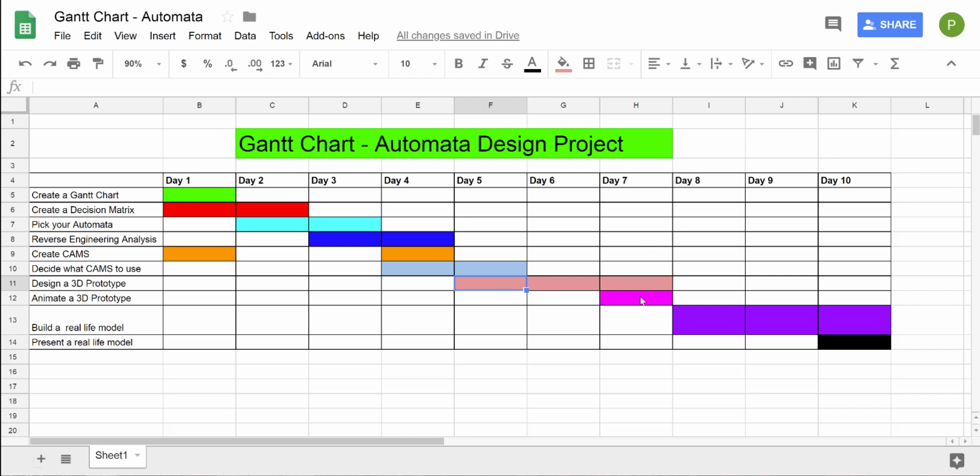After day 7, once that model is made and it's been approved by your teacher, then from days 8 to 10 or 8 to 14, depending on how much time you want to give to your students or how much time they need for this project, they will be designing their real life model, 3D printing their cams or cutting them out of foam board, but they'll be going through and designing all the rest of their projects over those next few days, and then hopefully by the end, turning in and presenting a real life model.